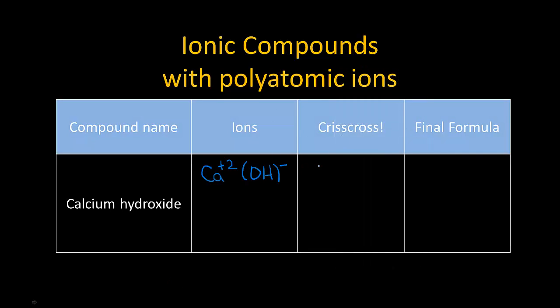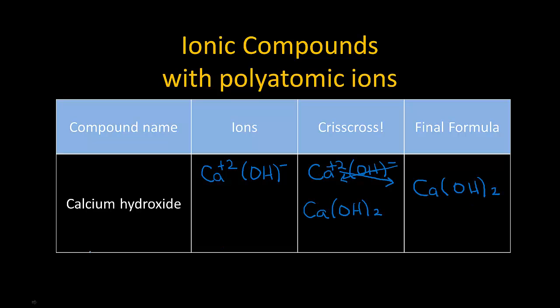Okay, let's crisscross. We've got our Ca plus 2, our OH with a -1. That -1 goes down, or the 1 goes down to calcium, but we never put 1s. This 2 goes down by the hydroxide. Since there is more than 1 OH, we have to put the parentheses. So it will be OH and then 2. Our final formula, we cannot simplify the 1 and 2 anymore, so it's simply Ca(OH)2. So the formula for calcium hydroxide is Ca(OH)2.